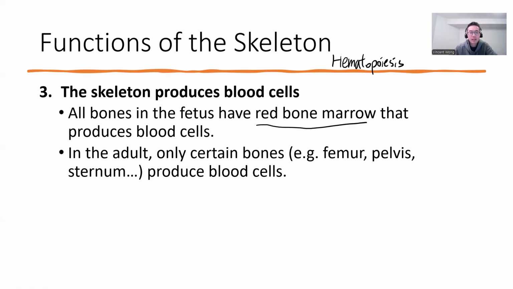Now, all the bones in a fetus are capable of doing that, but in adults, we have fewer active bone marrows, including the femur. The femur is your thigh bone. I'll show you on the skeleton later. The pelvis and the sternum is right here. So these are some of the sites that remain active in terms of blood cell production. As we age, the red bone marrow slowly gets converted into a higher proportion of yellow bone marrow, which is primarily just fat storage, and it doesn't really produce blood cells anymore.